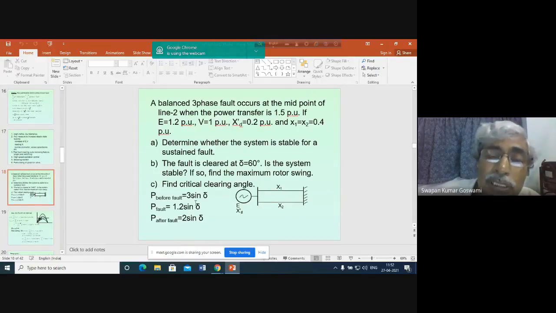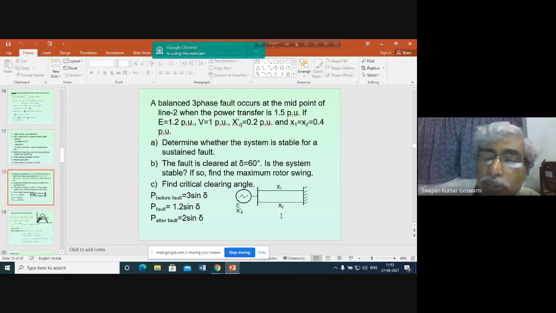Okay. So see that 3 sine delta perhaps you will now be able to do, because x1 and x1 in parallel means it is 0.2. So 0.2 plus 0.2 here is 0.4. So 1.2 into 1 by 0.4 means 3. 3 sine delta is coming in this way, 2 sine delta is coming in that way. I have explained.